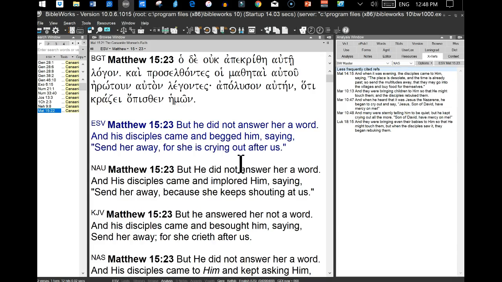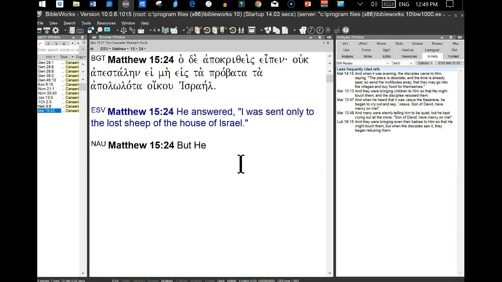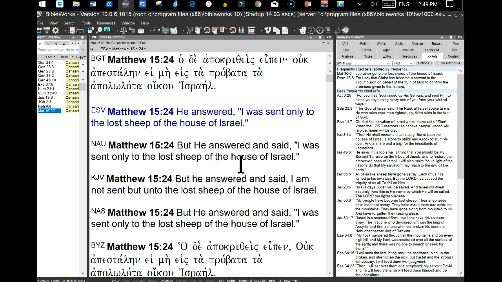He did not answer her a word. His disciples came and begged him, saying, send her away. She's making this spectacle, crying after us. He answered and said, I was only sent to the lost sheep of the house of Israel. The 12 tribes of Israel are the ones that I was meant to bring good stuff to. I'm not dealing with this Canaanite woman.